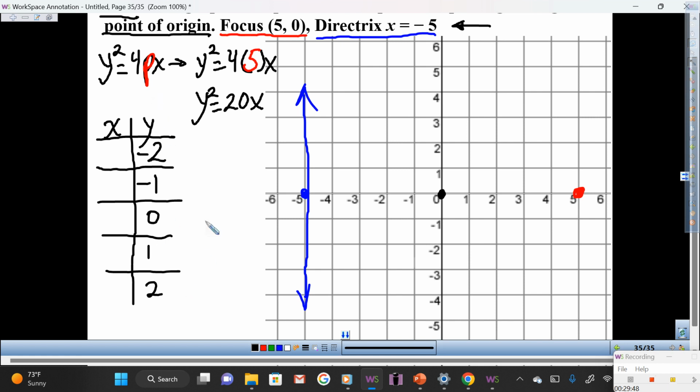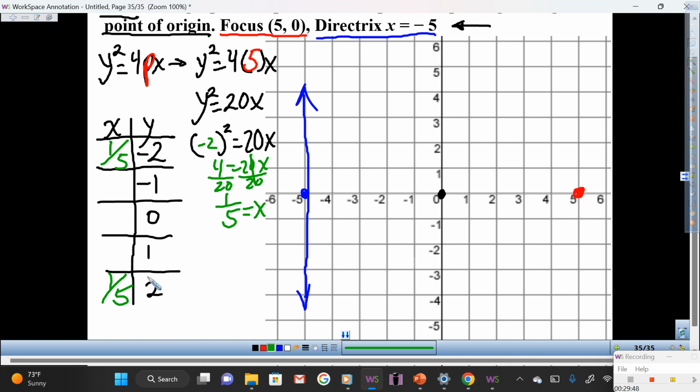Yeah, so we put values to the y instead of the x, so now we can substitute in here for the y. So here we go. My first y value is -2. So what is -2 squared? That's 4 equals 20x. Divide by 20. So this is x equals 1/5, and it goes here, and it goes here.